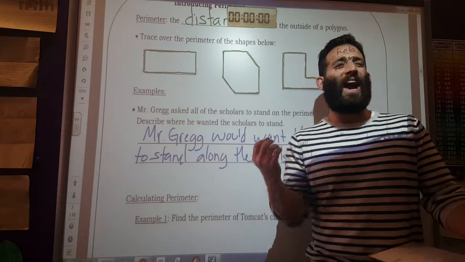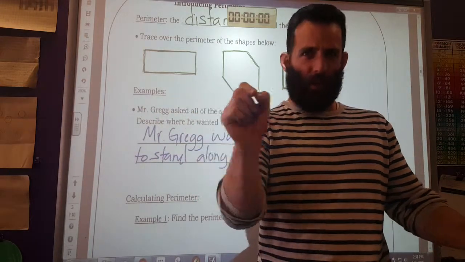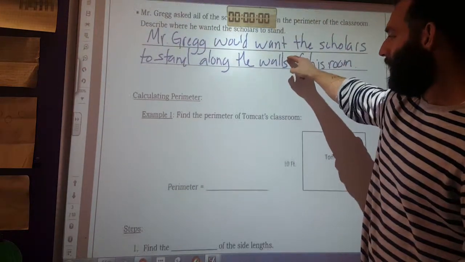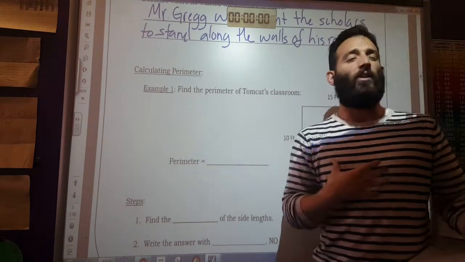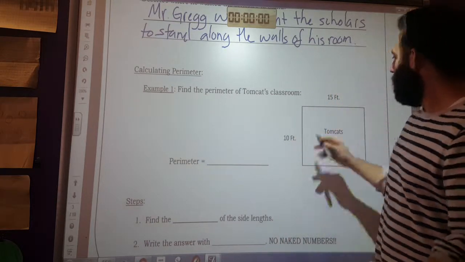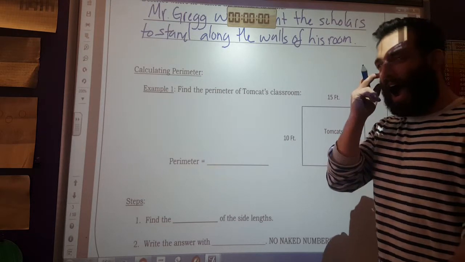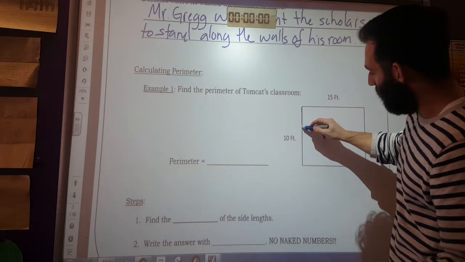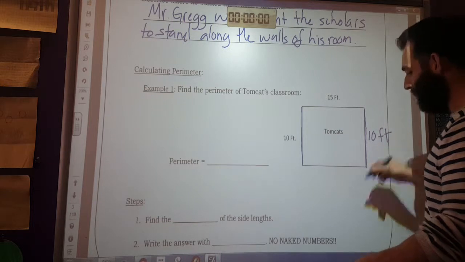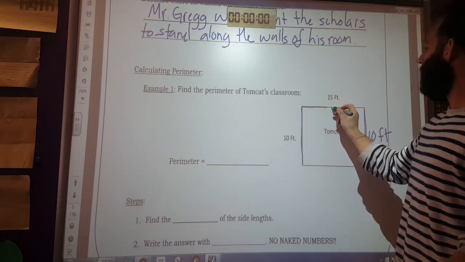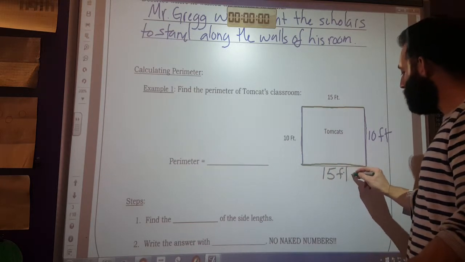Now, how would you go about calculating perimeter? Sure, you could get out a measuring tape and walk down each and every inch, but there's a little bit easier way. So let's say we're in this classroom. We're in the Tomcats classroom right now, and we know that the length is 15 feet and the width is 10 feet. If this is 10 feet, I also know that this is 10 feet. And if this is 15 feet, then this is also 15 feet.